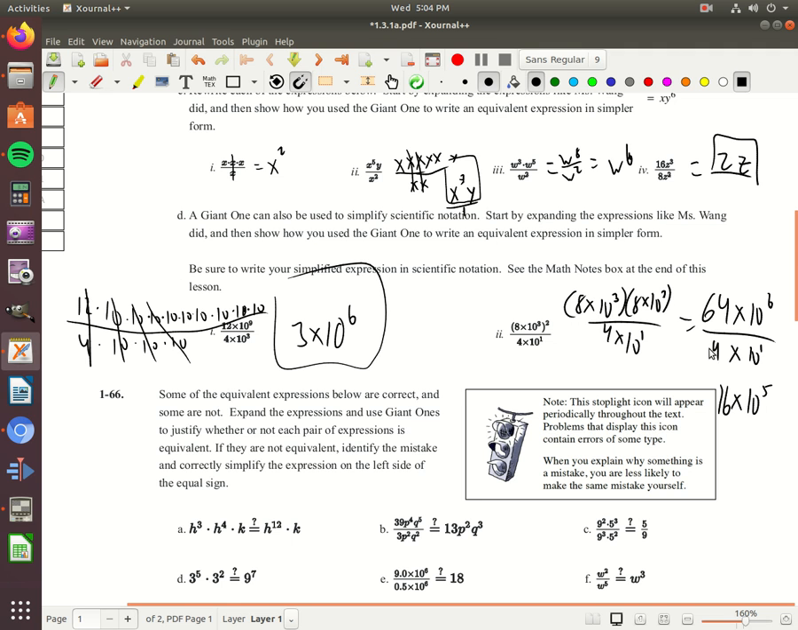So again, this becomes like 3 separate problems. 1 is dealing with the bases. 2 is dealing with the exponents. 3rd is putting this in scientific notation. Our number can't be 16. It's got to be 1.6 times 10, right? Well, think about it. If I'm going from 16 to 1.6, I'm adding another 0, right? So this should be 1.6 times 10 to the 6th.